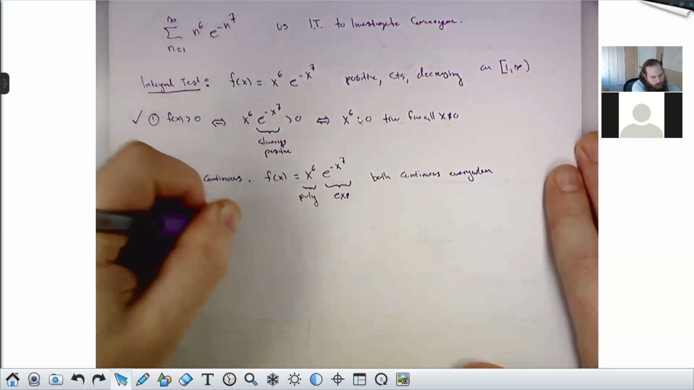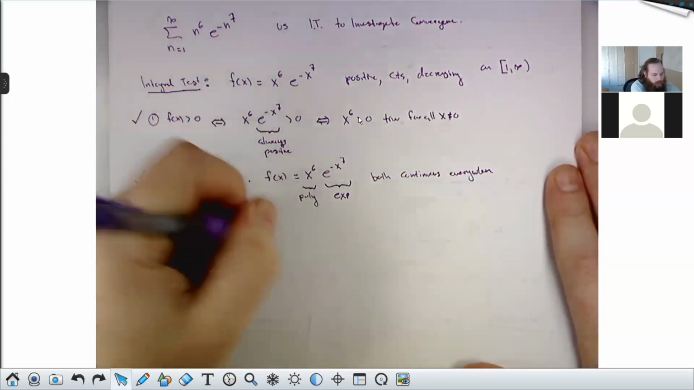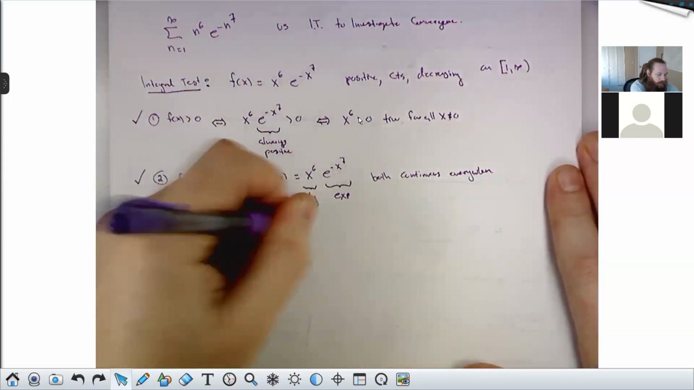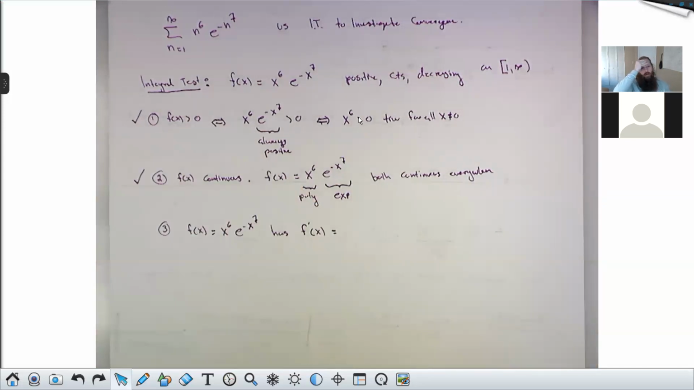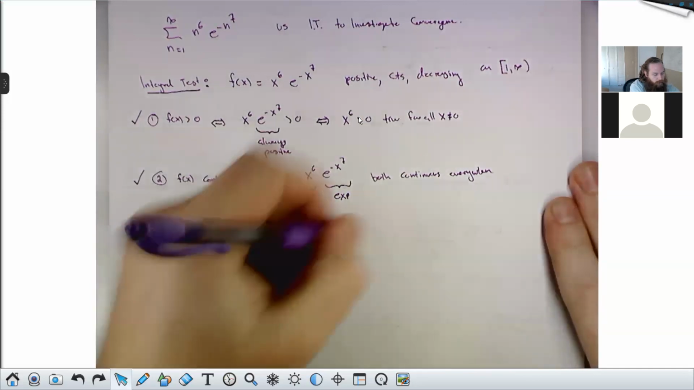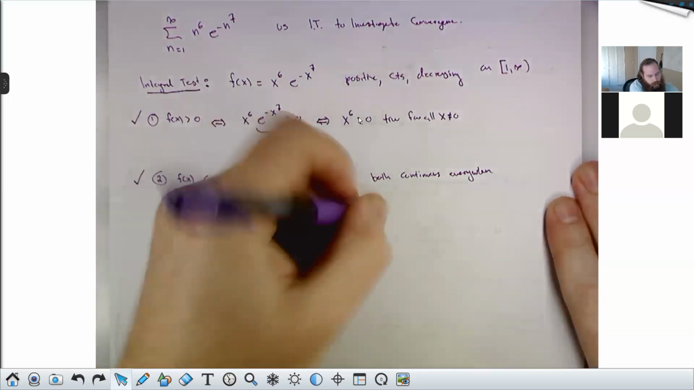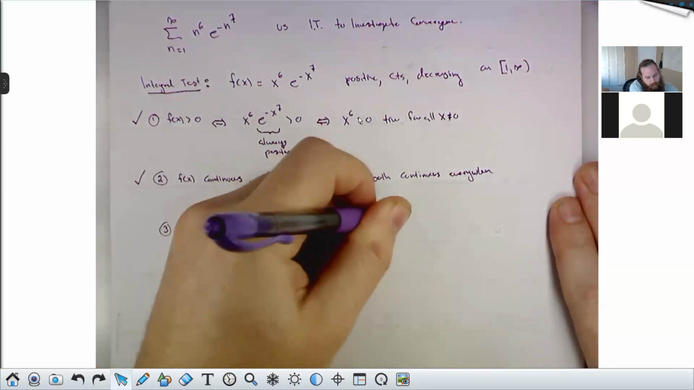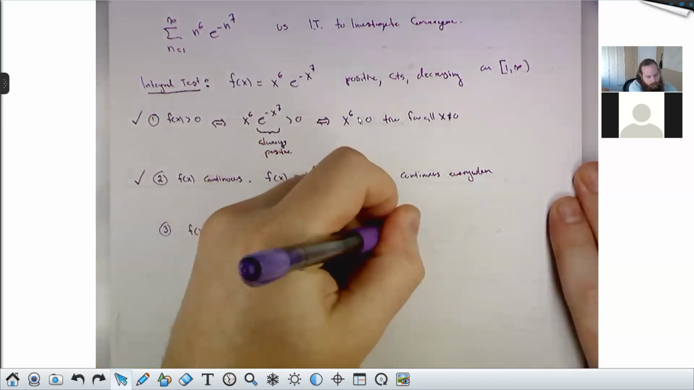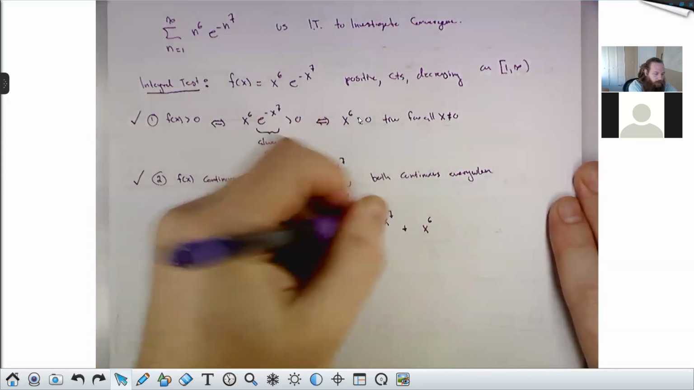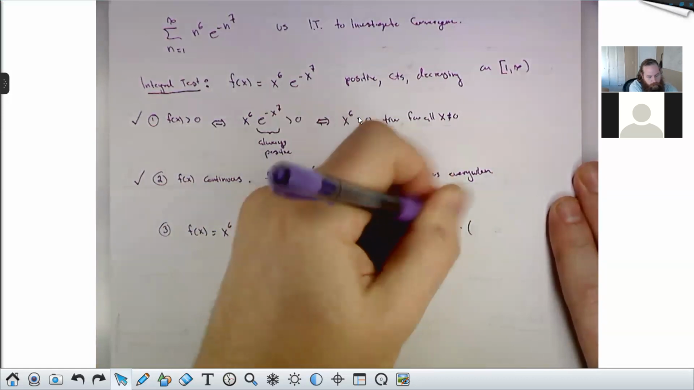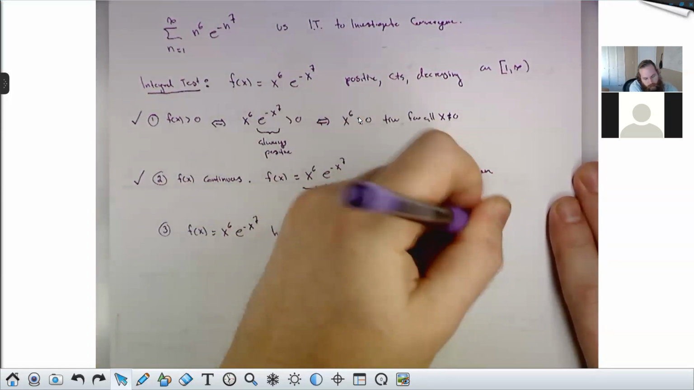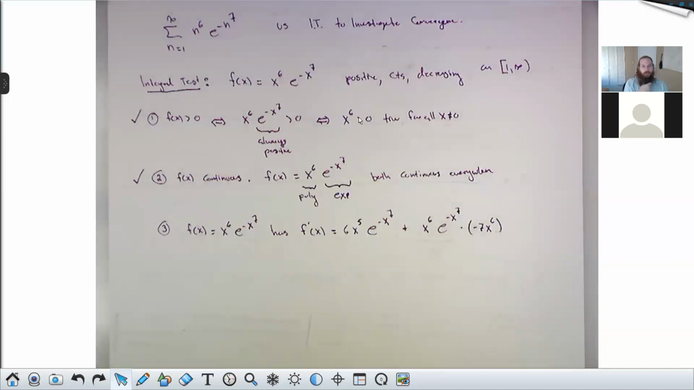So if you take the function x to the 6, e to the negative x to the 7, it has derivative f prime equal to, I now need a combination of the product and chain rules. The derivative of x to the 6 is 6x to the 5. So I have 6x to the 5 times e to the negative x to the 7. Plus, now I'll leave the x to the 6 alone and differentiate e to the negative x to the 7. That will give me e to the negative x to the 7 times, by the chain rule, negative 7x to the 6. What a mess.